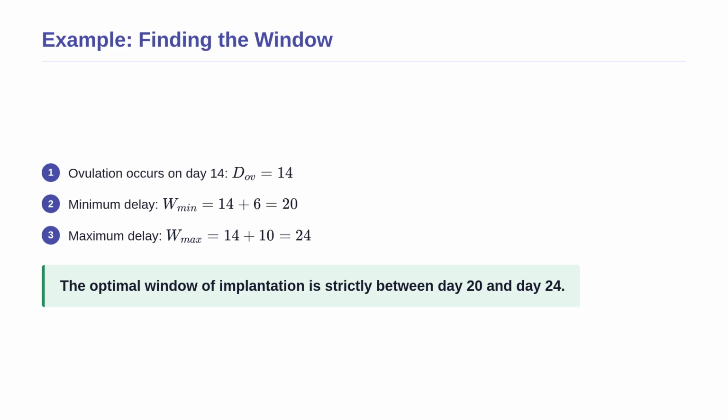First, we calculate the earliest possible day by adding the minimum delay of 6 to 14, giving us day 20. Next, we calculate the closing of the window by adding the maximum delay of 10 to 14, giving us day 24. Therefore, the optimal window for this patient is strictly between day 20 and day 24. Outside this tight time frame, an embryo will almost certainly fail to implant.